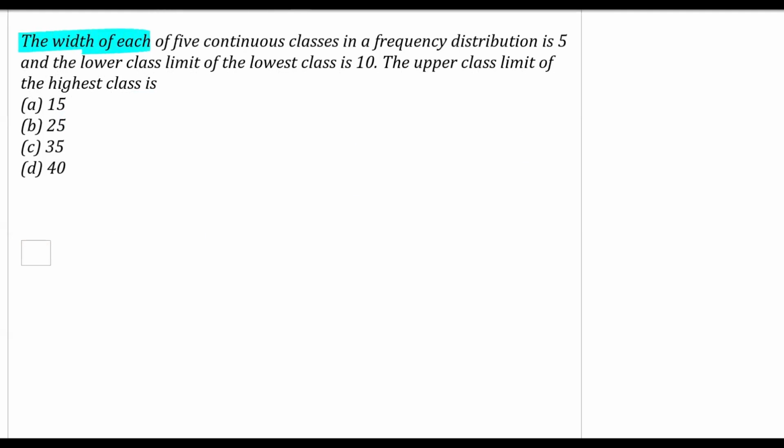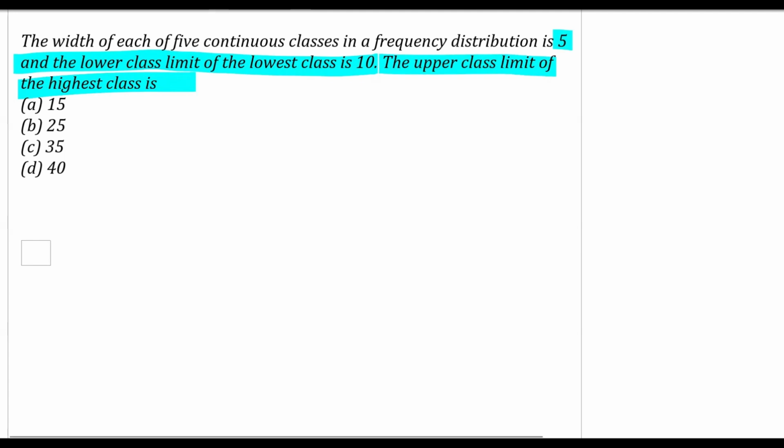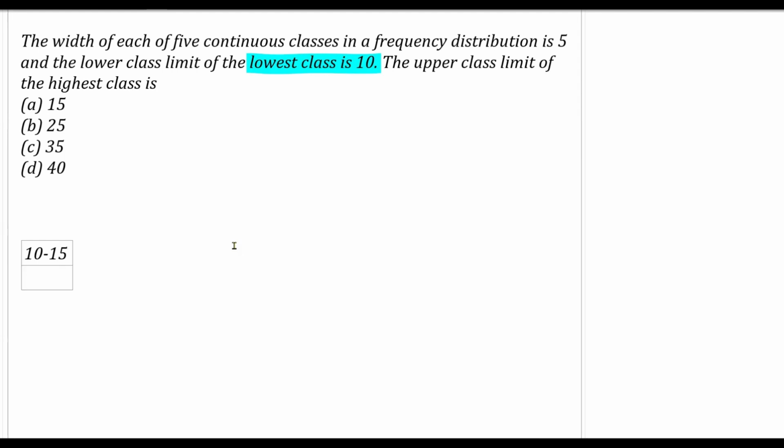So in this question, it says the width of 5 continuous classes, right? So we have 5 classes altogether, and the width of each class is given as 5, and the lower limit of the lowest class is 10. Then the upper limit of the highest class. So let's figure out, we will start with 10. Keeping 10 as the lower limit, it's going to be 10 to 15, right? As you can see, the width is 5. So that's why I took 10 to 15. The next is going to be 15 to, increasing by 5.